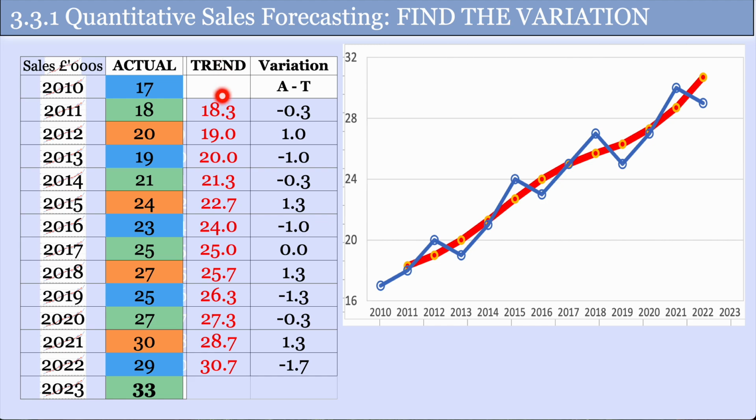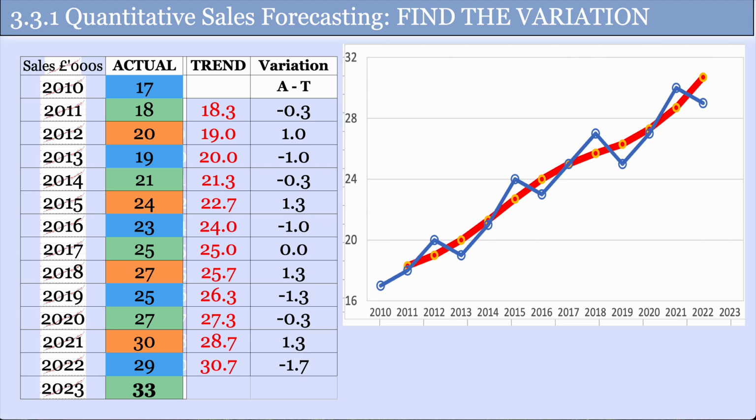You work out the trend line first by doing the moving average, then you do your variation. Now, why do I have to do that? Well, because what you can see is that in the second year of these cycles, in green here, those green ones are all the second years, okay?